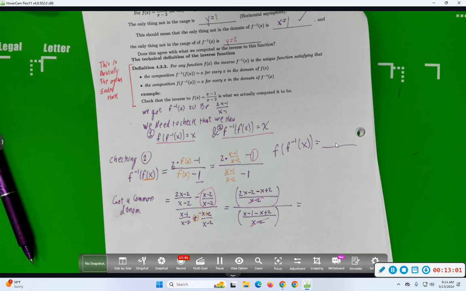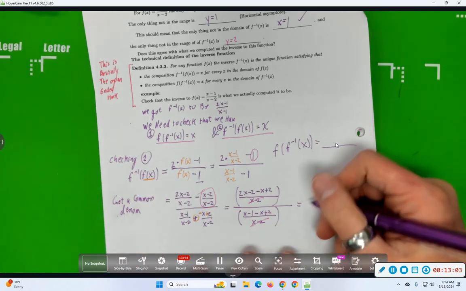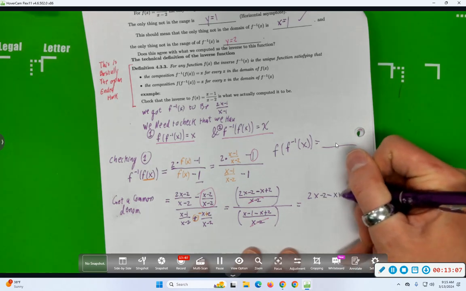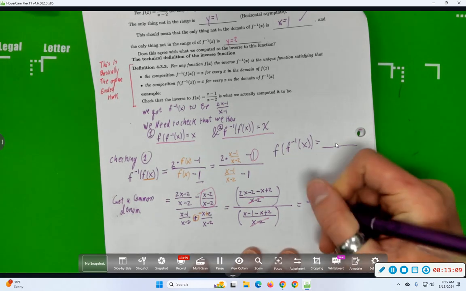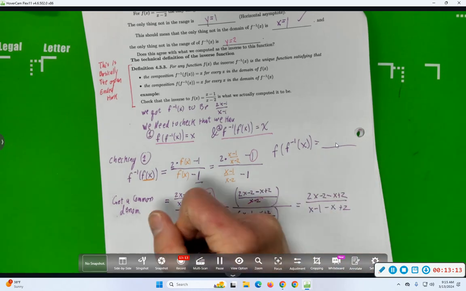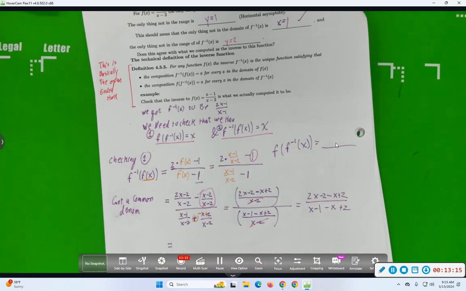Cool, I'll copy down the next thing, and then we'll see what we notice. 2x minus 2 minus x plus 2 all over x minus 1 minus x plus 2. Cool, what next? With minus x plus 2, maybe? Yeah, let's look in there.